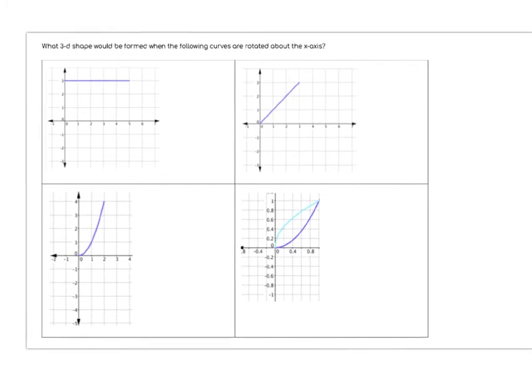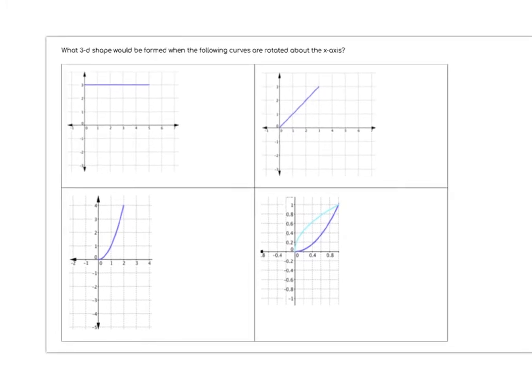Alright, so since we're talking about some revolutions today, we've got to start by thinking about what shapes would be formed if we spin these things around the x-axis. And the first one of these, if we think about this coming out of the screen and spinning down to this bottom piece, you might begin to notice that this is going to be a cylinder, that this line is spinning around and making that kind of hollow shape. For the second one, if we spin this around, we're going to get some kind of a cone structure.